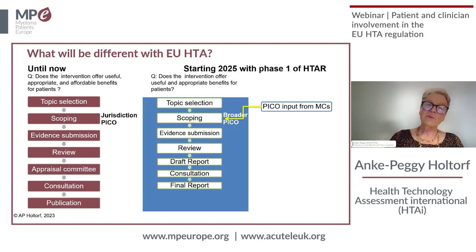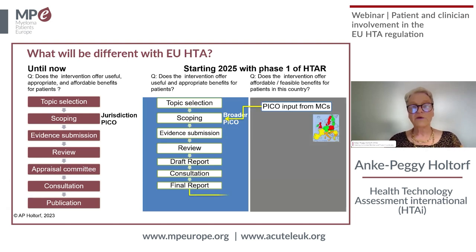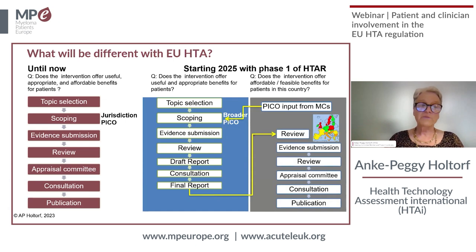The only thing where member states can input into this is through the scoping, where they can submit their questions they want to be answered from the HTA to the central assessment team. Then the report which comes out from the central clinical assessment goes into the countries. They have to review it. They may ask for additional evidence to be submitted if they don't find things they would like to see. However, they cannot ask for submission of the same evidence. They will review the total of the evidence, and then again, an appraisal, a consultation phase, a publication, and this report may then be used for decision making. So that is the overview on the old and the new process.